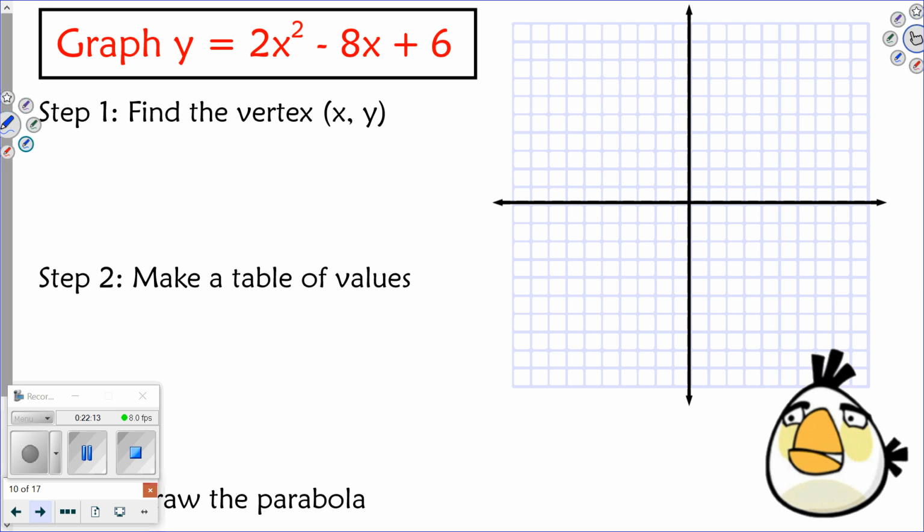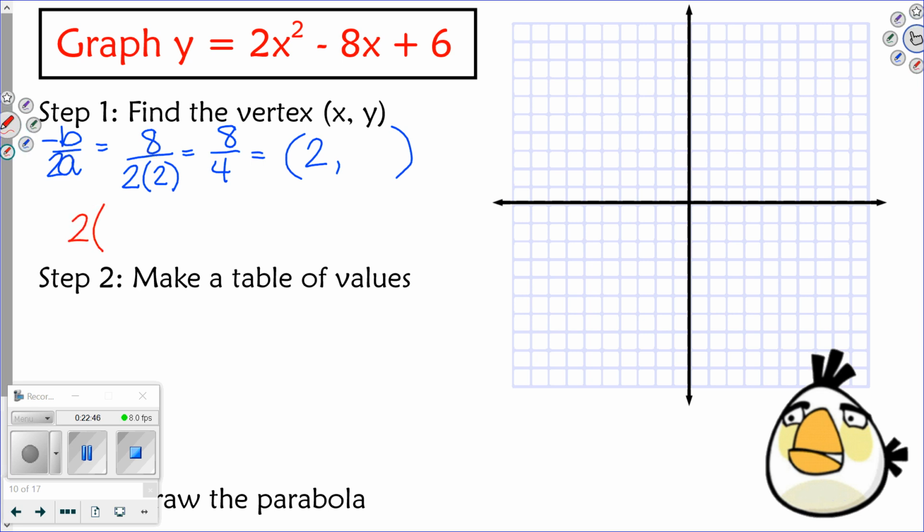So here we go. Let's find the vertex. We're going to graph this, and I'm going to show you how this works. Find the vertex first. Negative b over 2a is what we start with. Negative b is 8, over 2 times a. So it's 8 over 4, which is 2. How do you find the y value? Plug it back in: 2 times 2 squared minus 8 times 2 plus 6.